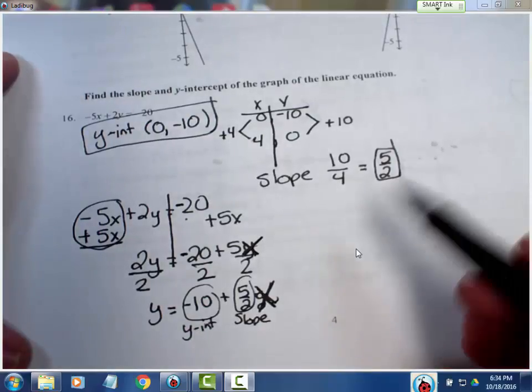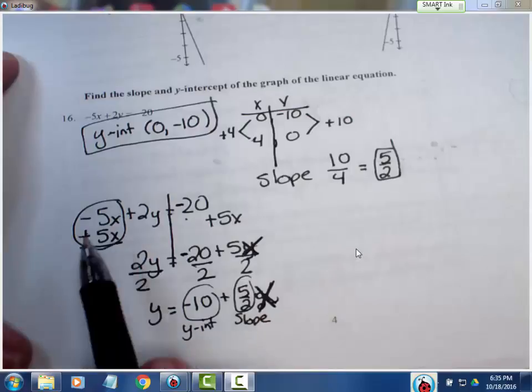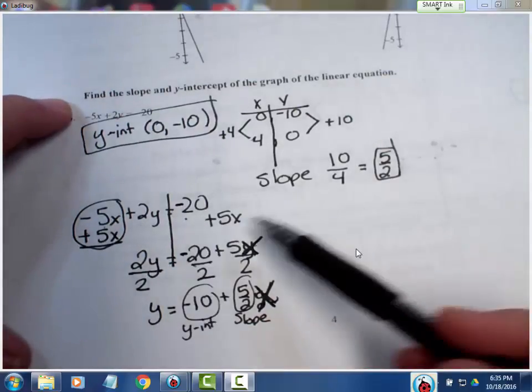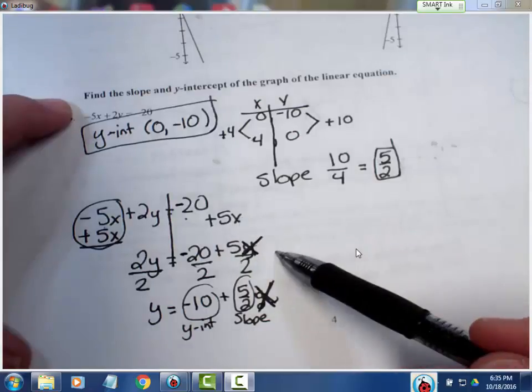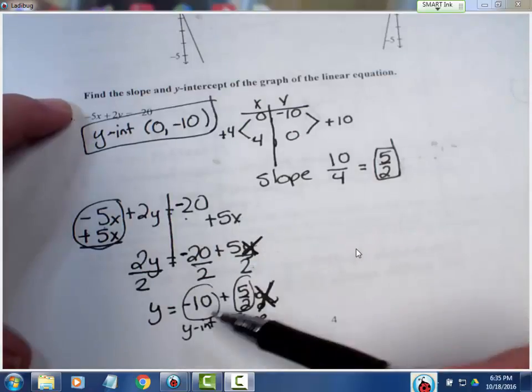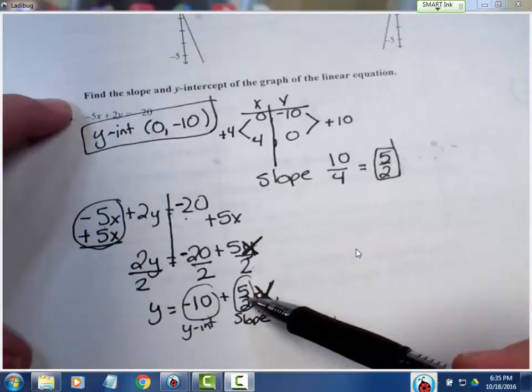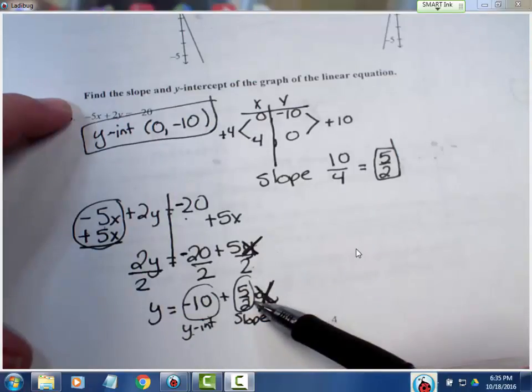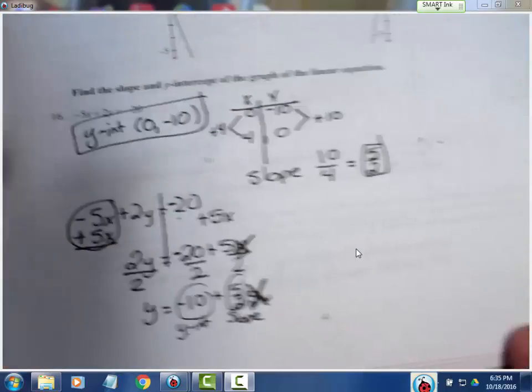I apologize. Okay, so again, negative 5x plus 2y equals negative 20 was what we started with. Add 5x to both sides. Divide everything by the 2, and you get negative 10 plus 5 halves x. The negative 10 is your y-intercept. The 5 halves is your slope. Okay, just a couple more to go.